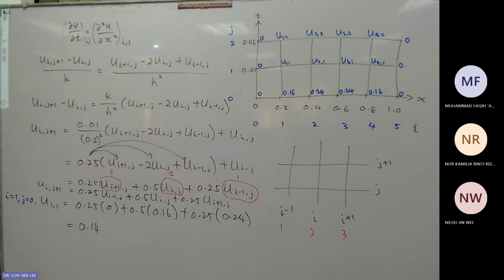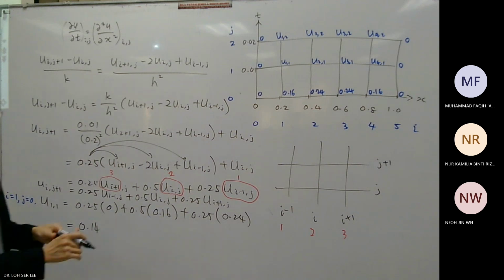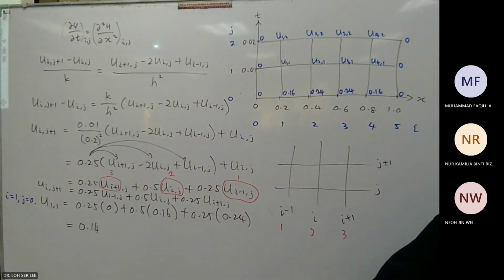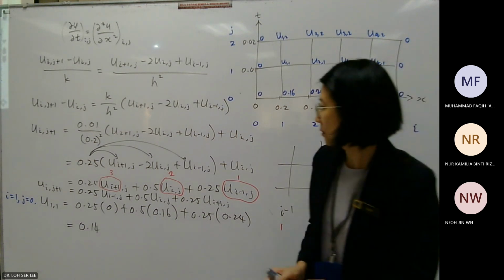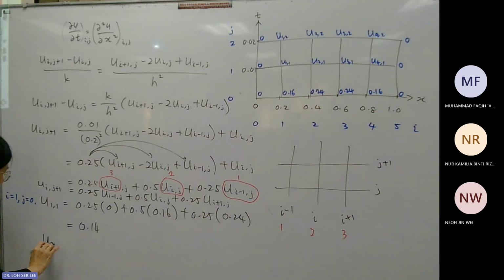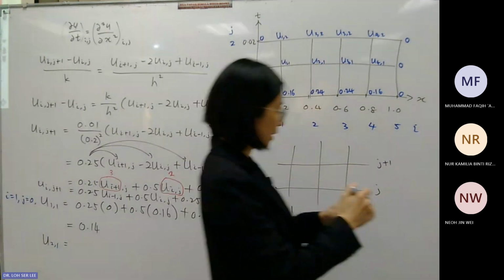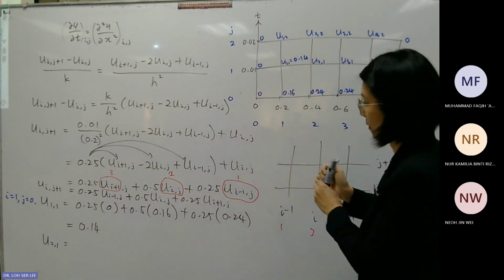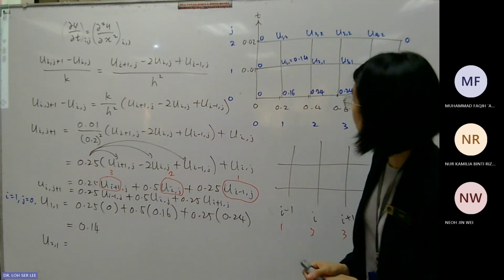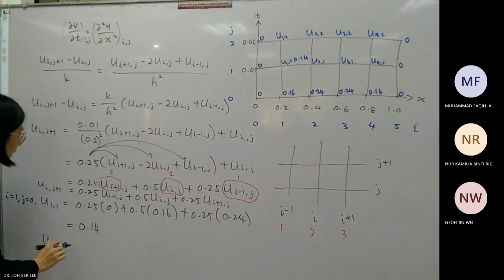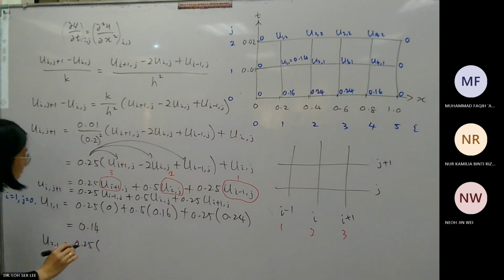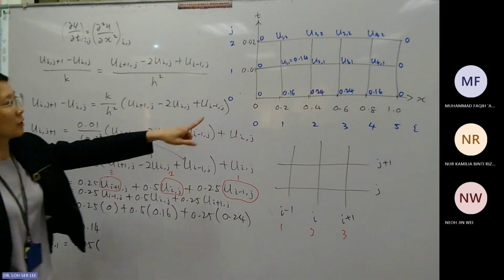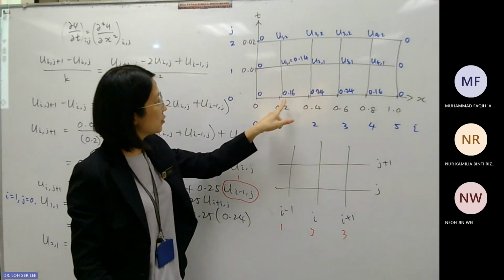Okay. Next, we have to find for U21. So you have the U11 substituted into the grid 0.14. Then find for U21. So U21 is here. So the three values will be 1, 2, 3.